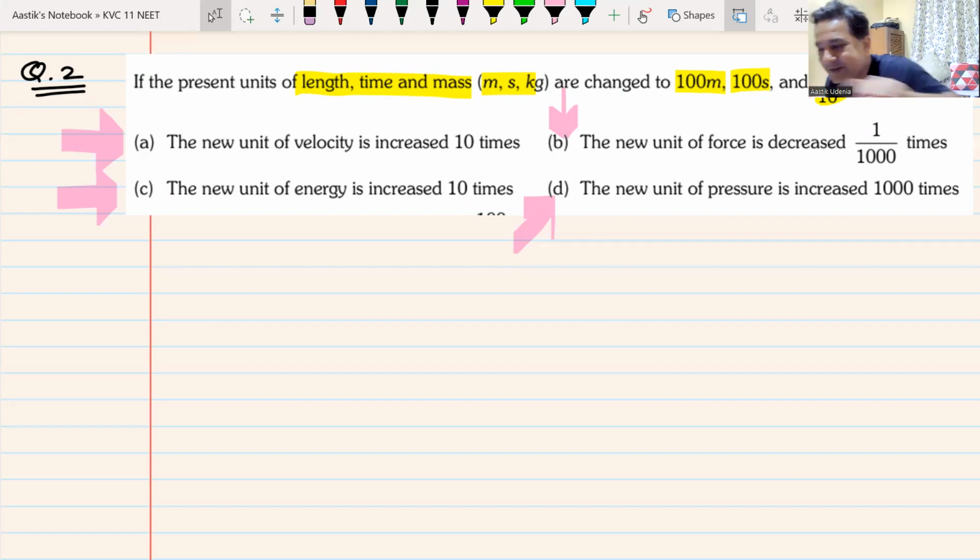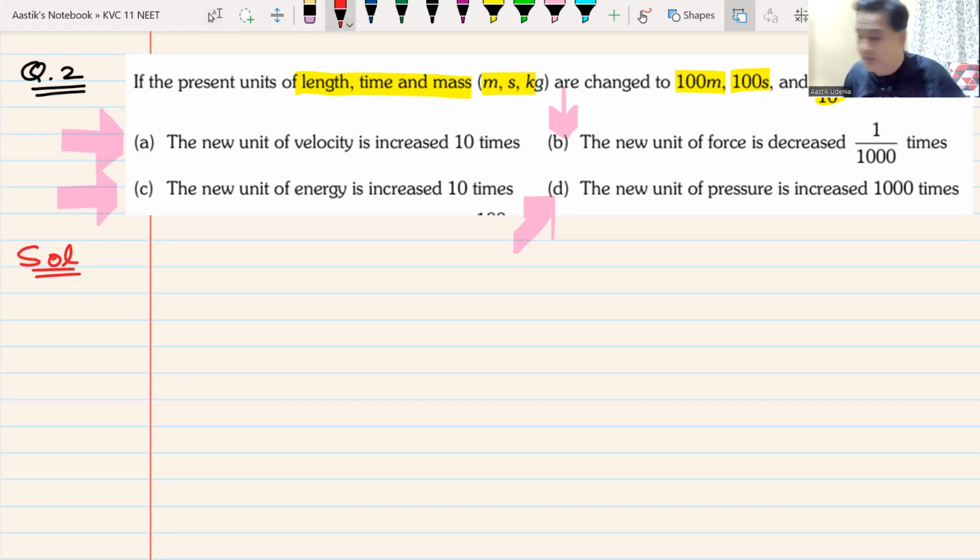2 is the answer that I got. Let us see if that is the correct answer. Solution. What you got to do? Let me start with option A. I have to find out the new velocity. I repeat my steps. My original velocity is meter per second.